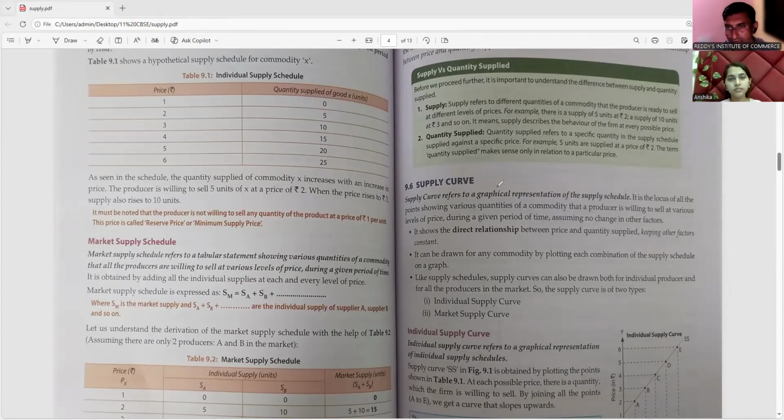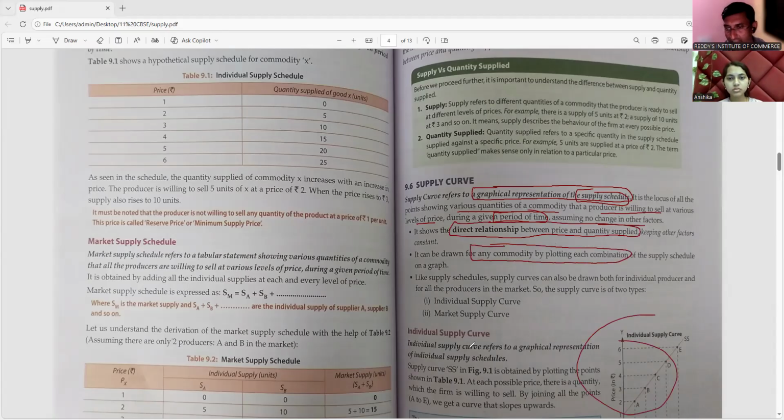Basically, the supply curve refers to a graphical representation of the supply schedule. Just keep in mind, it is the locus of all the points showing various quantities of a commodity that a producer is willing to sell at various levels of price during a given period of time, assuming there is no change in other factors. It shows a direct relationship between price and quantity supplied. It can be drawn for any commodity by plotting each combination of the supply schedule. So this is the example, right?